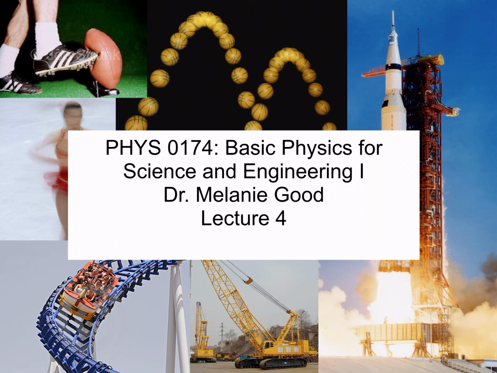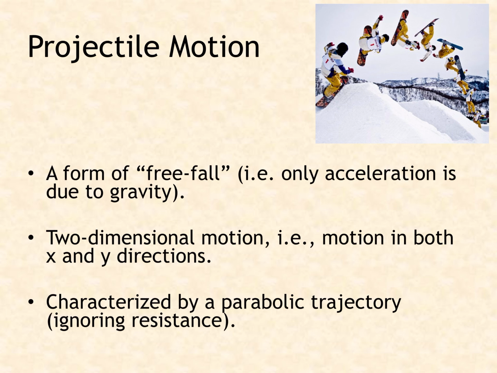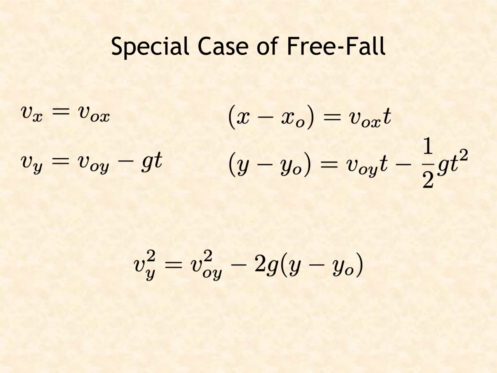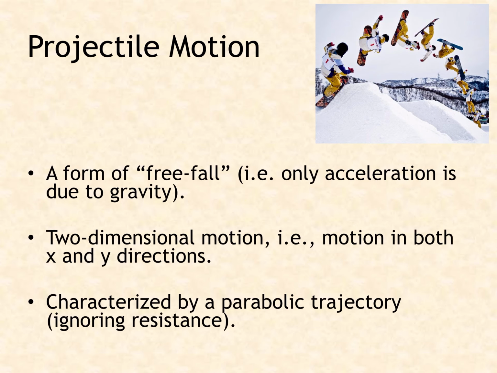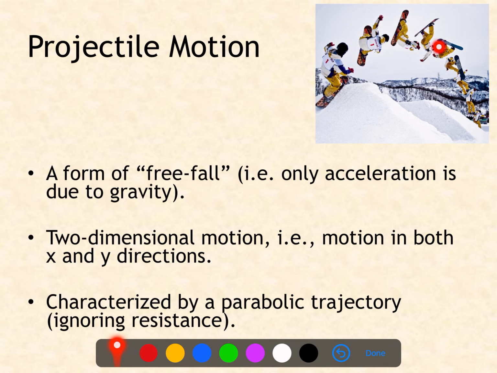Hello and welcome to our fourth lecture where we're going to continue discussing motion in one and two dimensions. As a review, last time we introduced this idea of projectile motion where we can think of it in the same sense as free fall, as in there is only acceleration due to gravity, and in the horizontal direction there is no acceleration, there's constant velocity. And this kind of motion is characterized in the absence of air resistance as a parabolic trajectory.